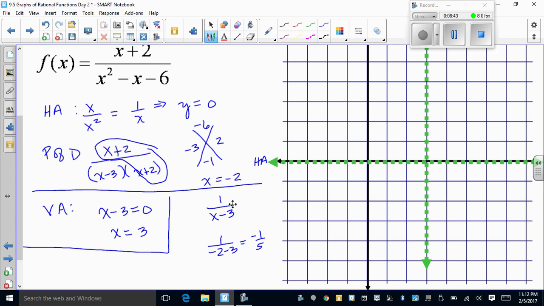This, I can plug negative 2 in. So at negative 2, my value is negative 1/5. So I'm just barely off the y-axis. Sorry, x-axis.